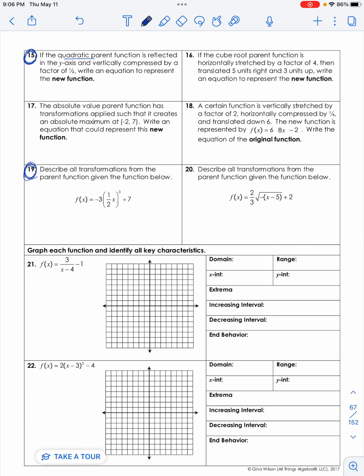If the quadratic parent function is reflected in the y-axis and vertically compressed by a factor of 1/2, write an equation to represent the new function. Our new function, f of x, is going to be reflected in the y-axis. It's a quadratic, so the y-axis is the negative. The quadratic here, of course, is the squared, and then it's going to be vertically compressed by a factor of 1/2.